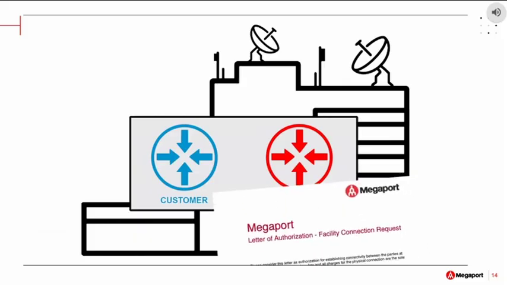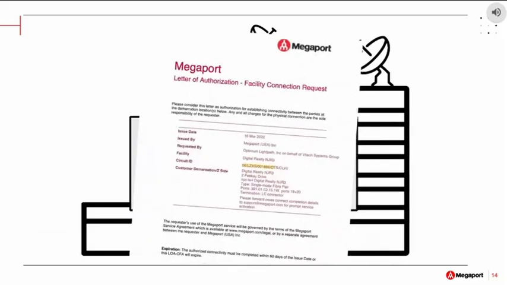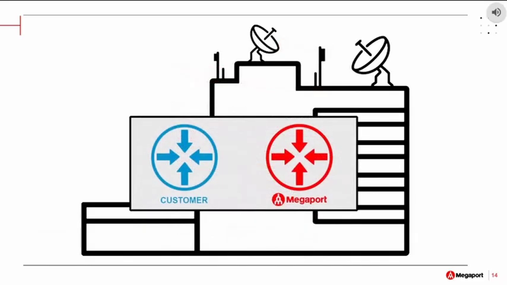Once you have ordered a port on the Megaport portal, you'll need to submit the letter of authorization that we provide to the data center along with a cross-connection request. The data center will then connect the customer equipment to the patch panel. This is known as the demarcation point, or DMARC for short.